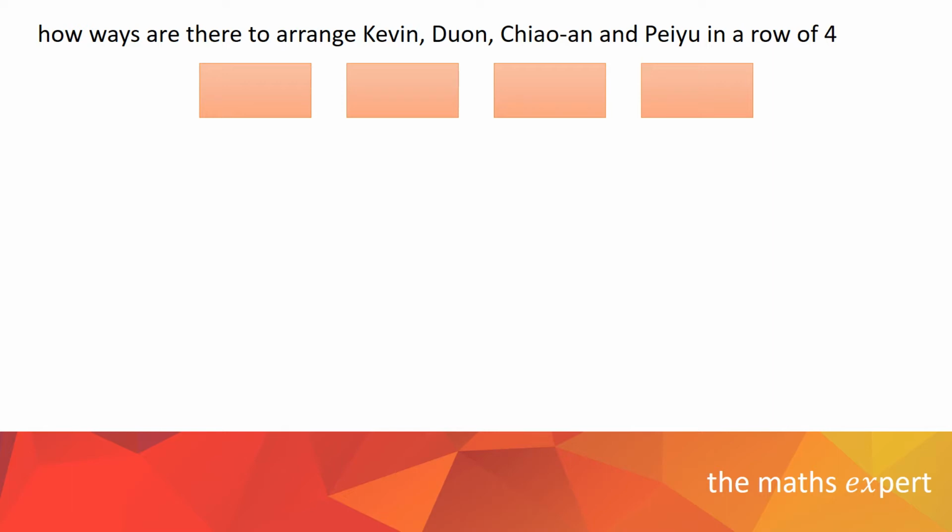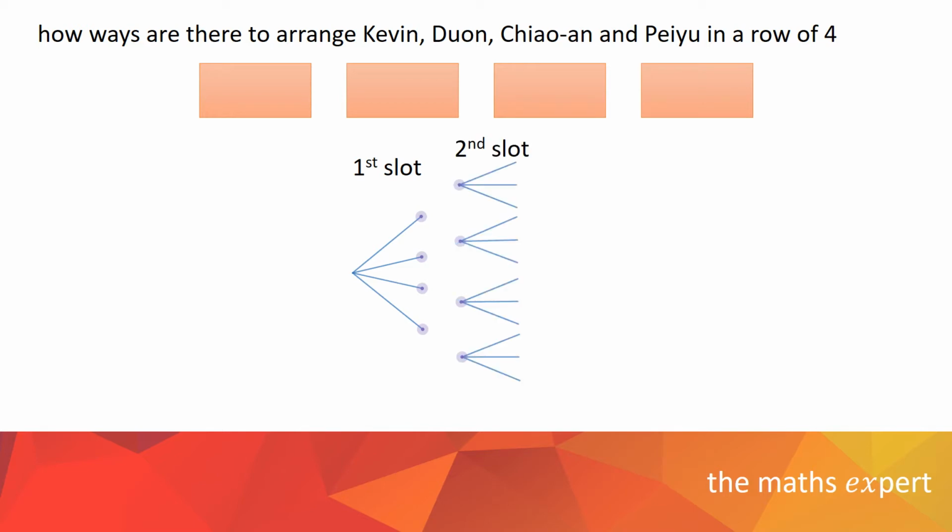For the first slot, there are 4 options and thus 4 branches on our tree diagram. The next slot now has 3 options to choose from, as one person will already be in the first slot. Thus, each of the 4 branches from the first column now has 3 branches coming off them. There will therefore be 4 times 3 branches in total. Now, we are running out of room, so I need you to use your imagination, but each of these 4 times 3 branches will have 2 branches coming off them for the third slot, thus giving us 4 times 3 times 2 branches in total.